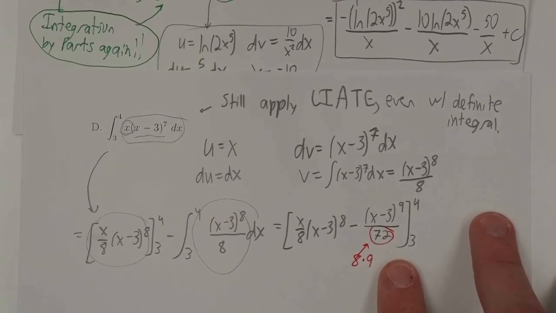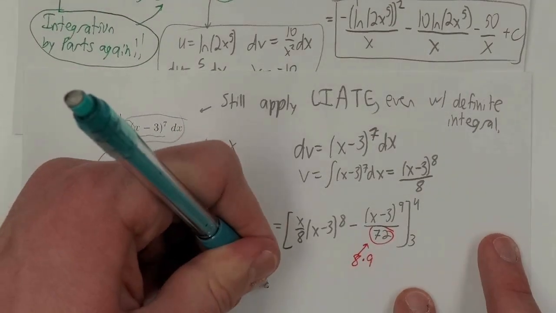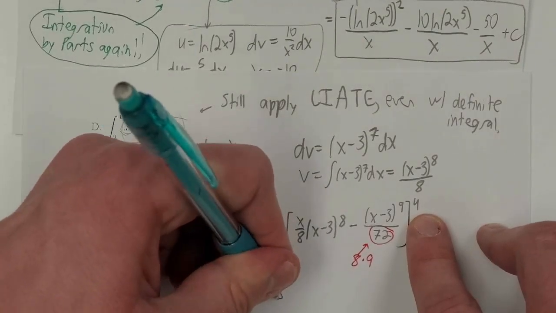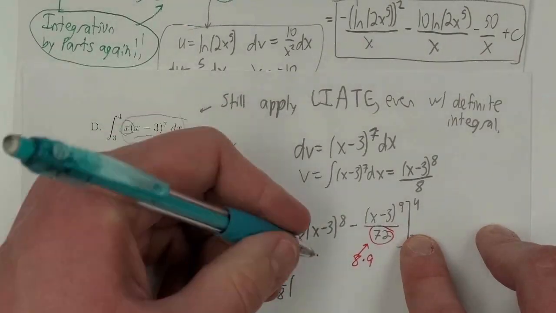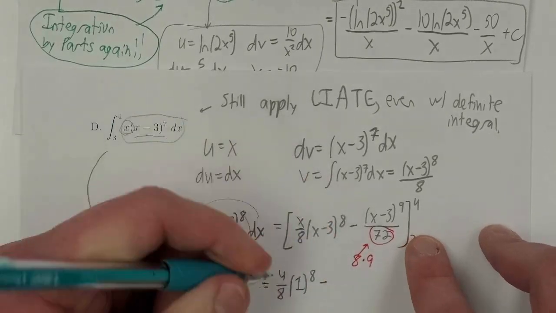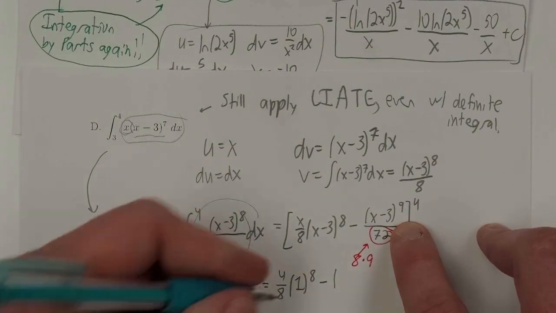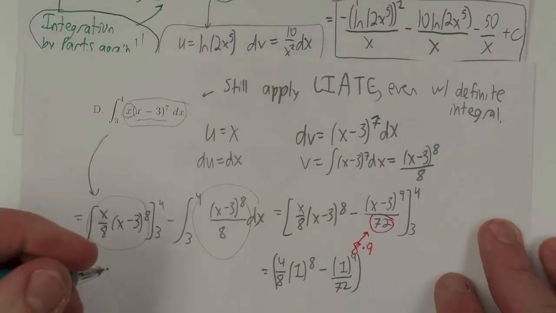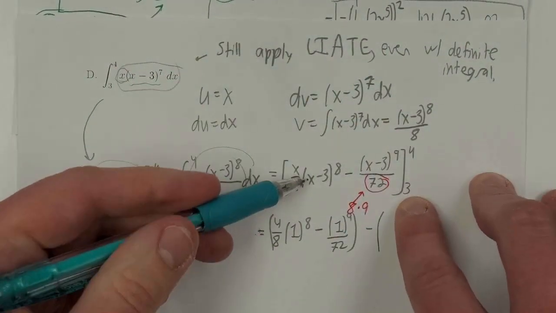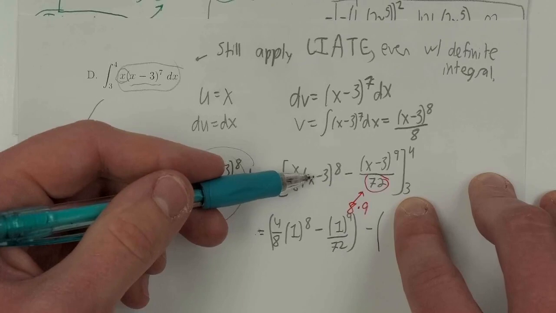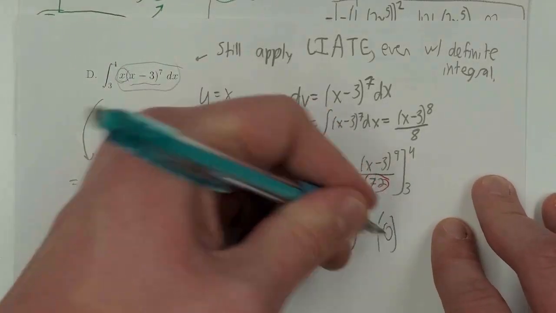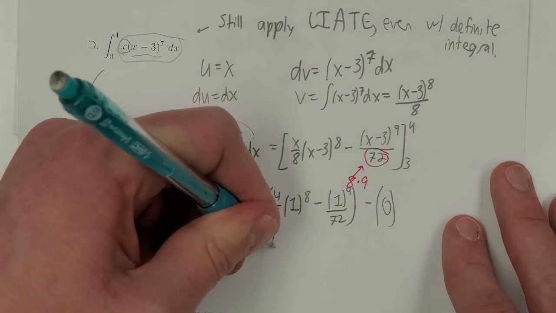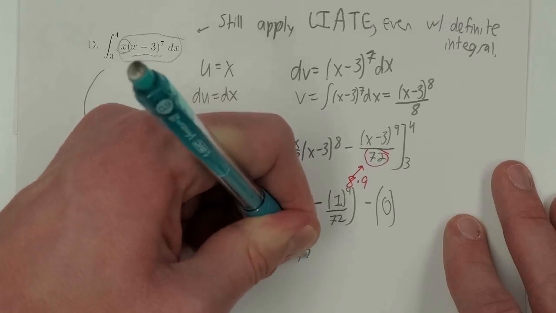So from here we just apply the fundamental theorem of calculus. Let x equal 4, and you end up with 4 over 8 times 4 minus 3, so that's just 1 to the power of 8. And then minus, letting x equal 4 here, you just end up with 1 to the power of 9 over 72. And then minus, let x equal 3. If you let x equal 3 here, both of these terms cancel out, so you're just left with a big fat 0. So ultimately, you're left with 4 over 8 minus 1 over 72.